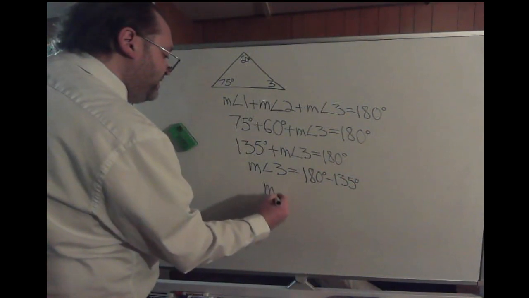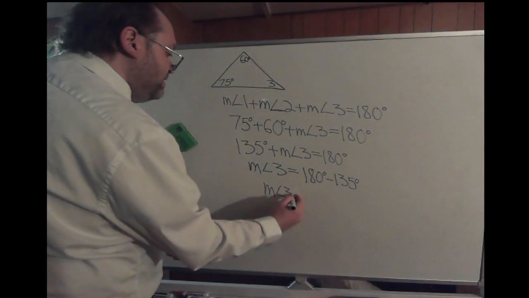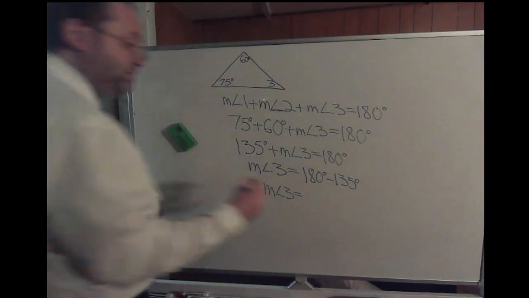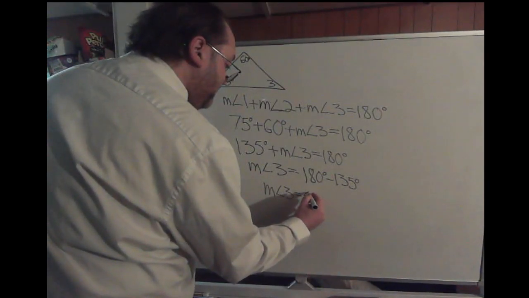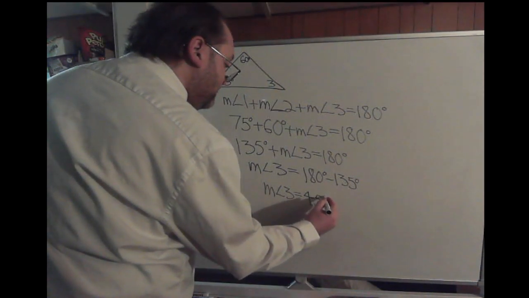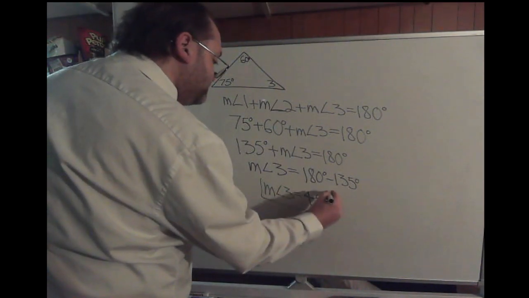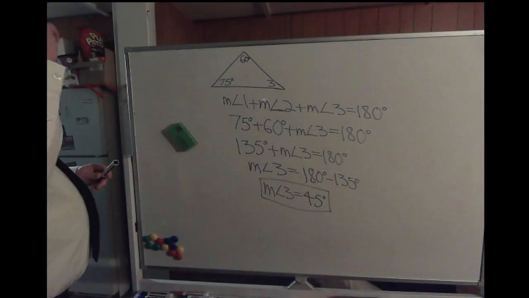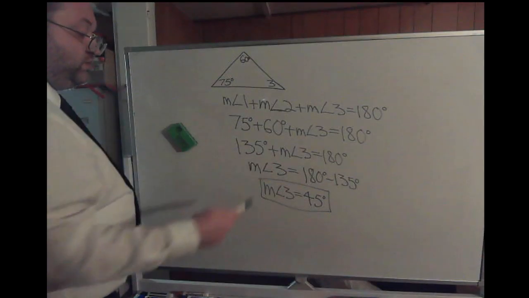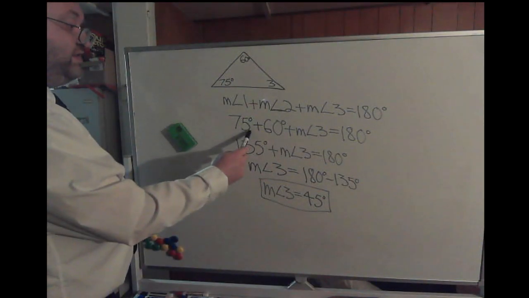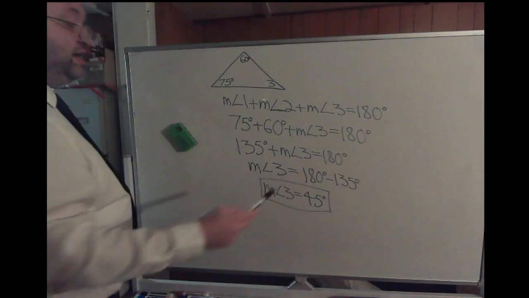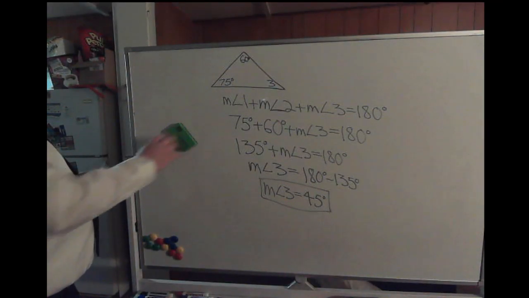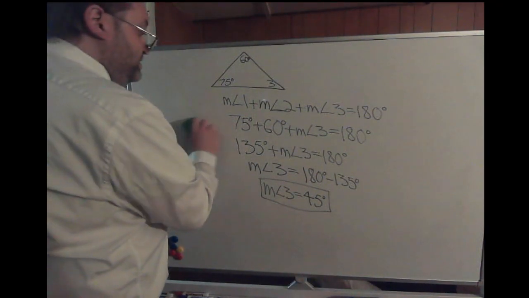So the measure of angle 3 is equal to, what is 180 minus 135? That would be 45. So the measure of the third angle is going to be 45 degrees. You can always check your work by sticking it back into the original equation, and if you did, you would find 75 plus 60 plus 45 do in fact equal 180. So that's how that works.